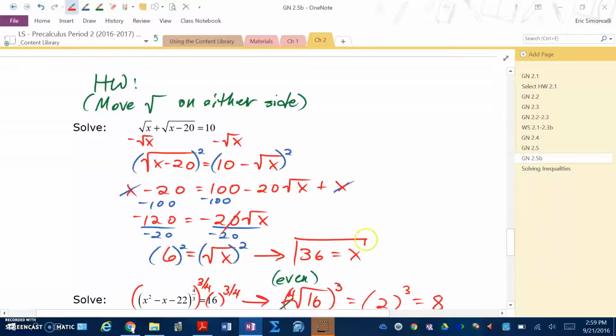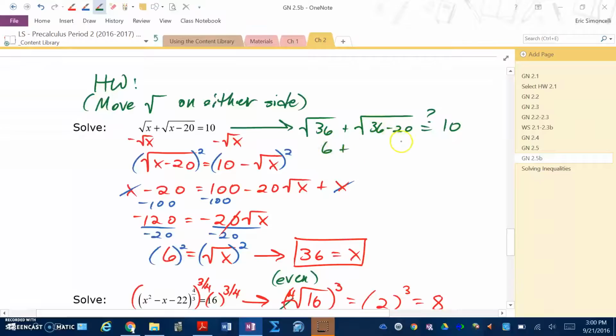Now we still want to check our answer. Anytime we deal with a square root equation problem, we want to check our work. Instead of graphing this time, I will go ahead and plug in 36 for x. And our quick check will look something like this. So we'll say square root of 36 plus square root of 36 minus 20. Does that equal 10? Well, the square root of 36 is 6. 36 minus 20 is 16, the square root of which is 4. So yes, 10 does in fact equal 10. So my answer of x equals 36 is correct.